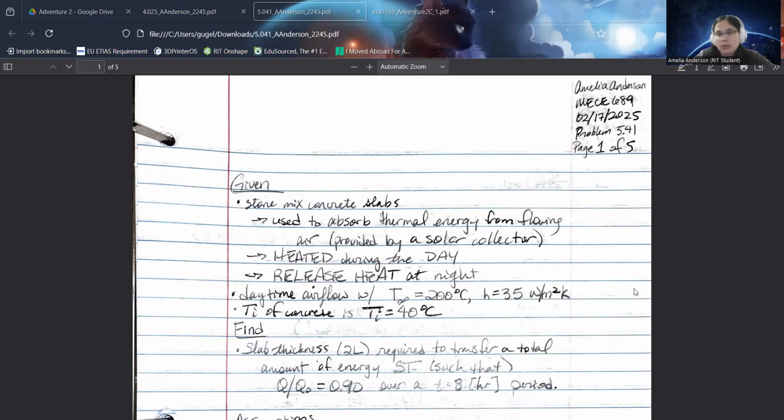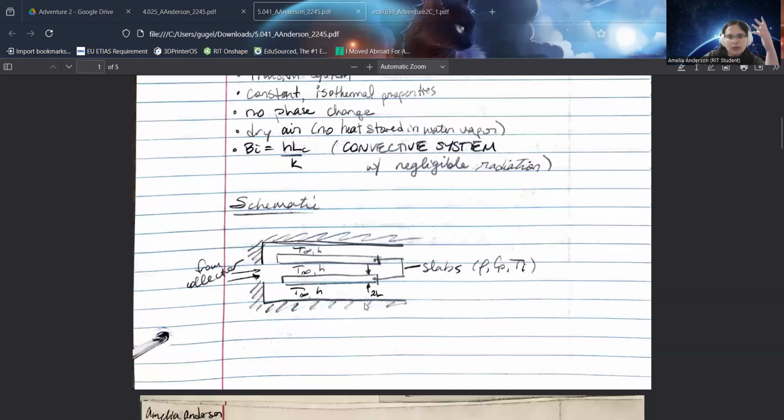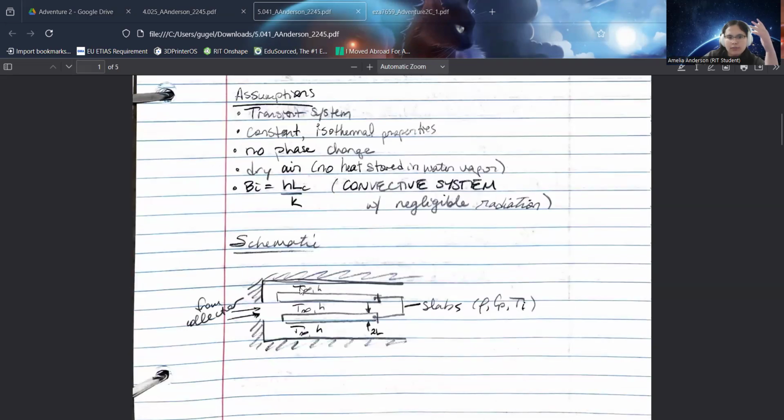Today we're going to be doing problem 5.41. We're given a schematic down here with some number, which doesn't much matter, of stone concrete slabs. They're in this chamber, and onto them we're blowing a bunch of hot air from a solar collector.